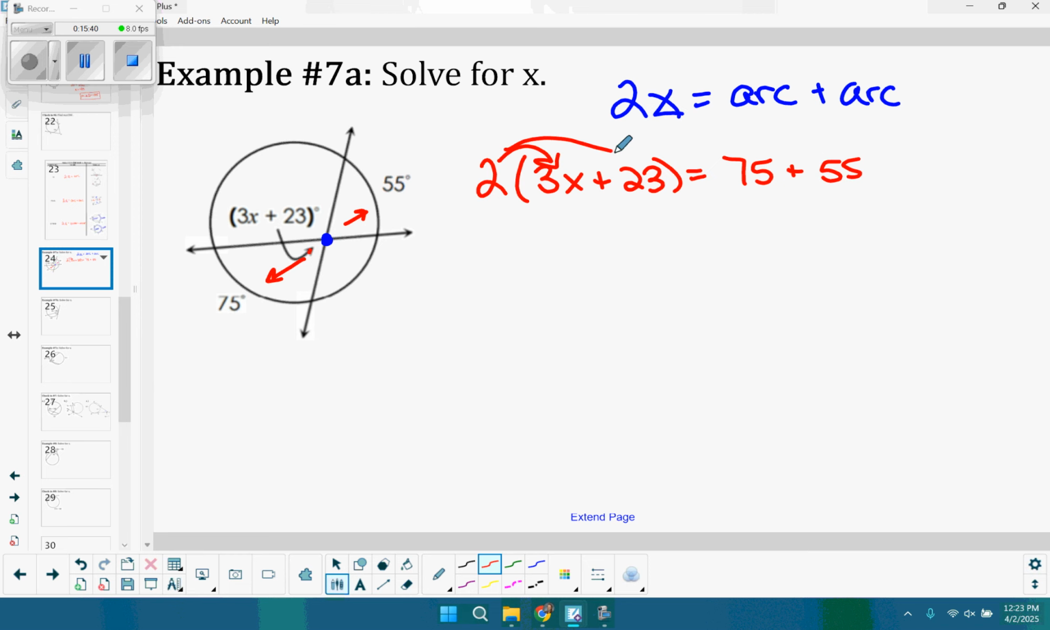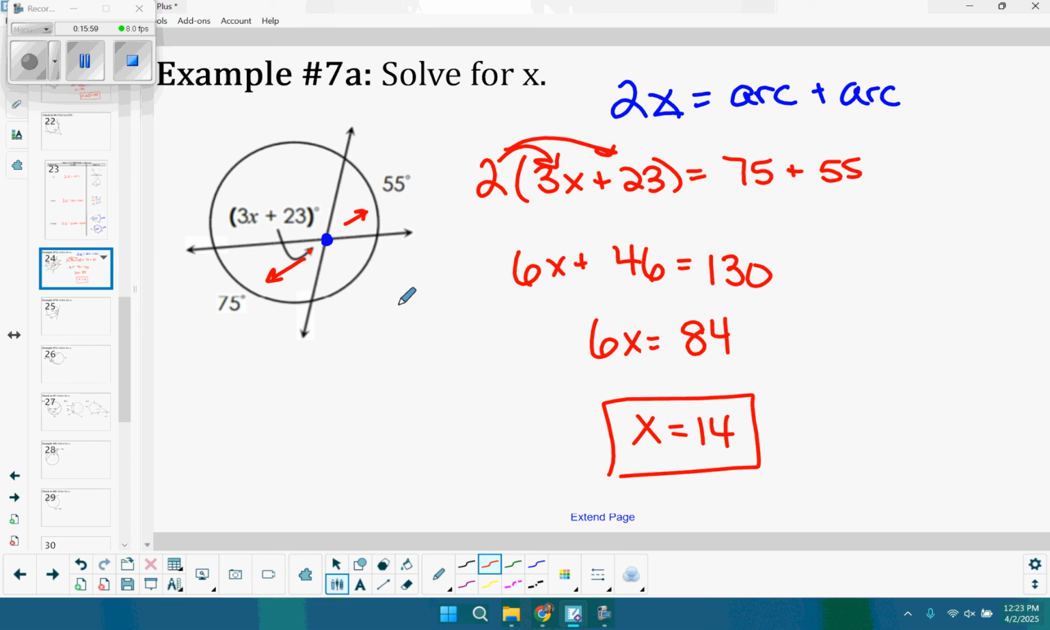If we distribute, 6x plus 46 is equal to 130. Take away our 46. 6x is equal to 84. And when we divide by 6, x equals 14.